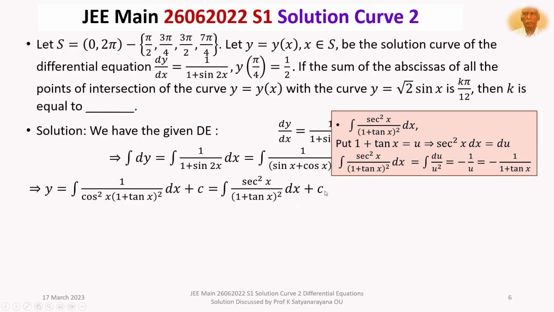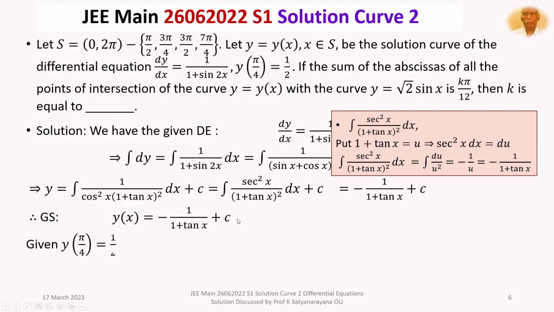That is the integration part. So we go back here. That will be equal to minus 1 by 1 plus tan x plus c. Agreed. Now this is a solution containing an arbitrary constant. Therefore, we will get a general solution: y of x is equal to minus 1 by 1 plus tan x plus c.